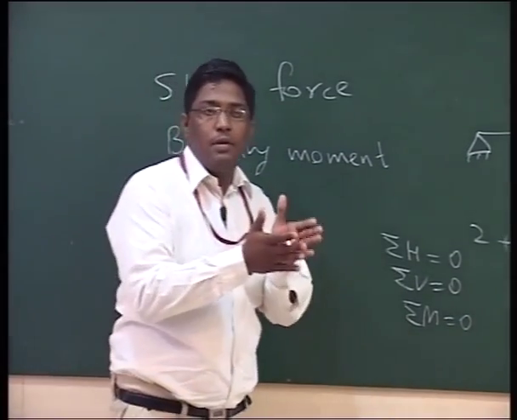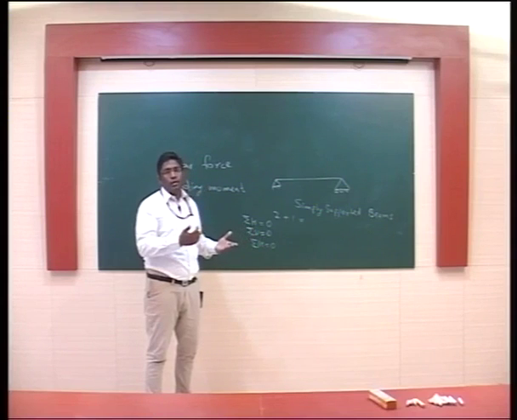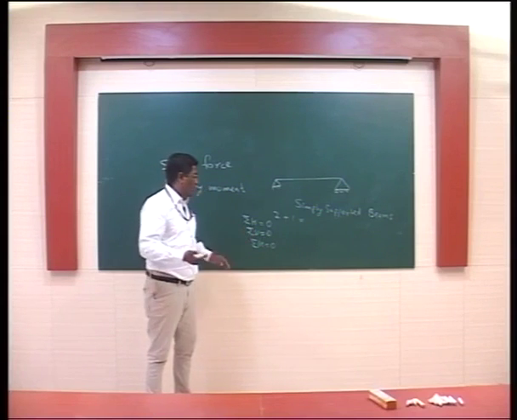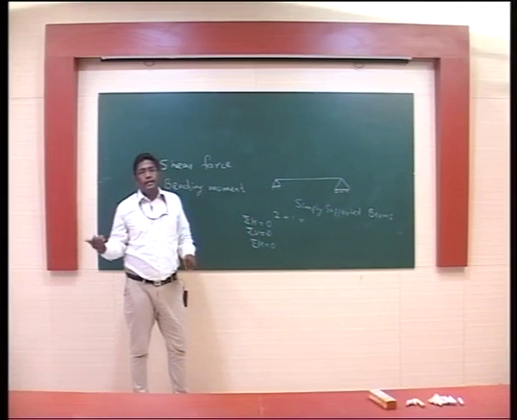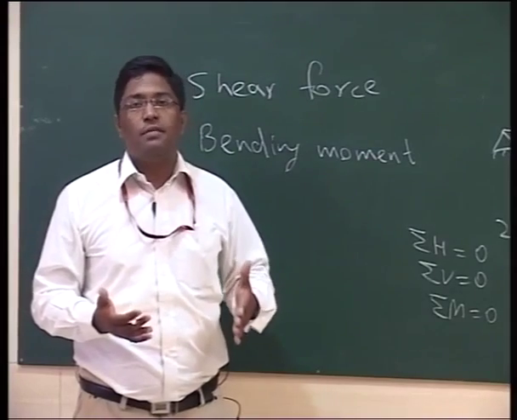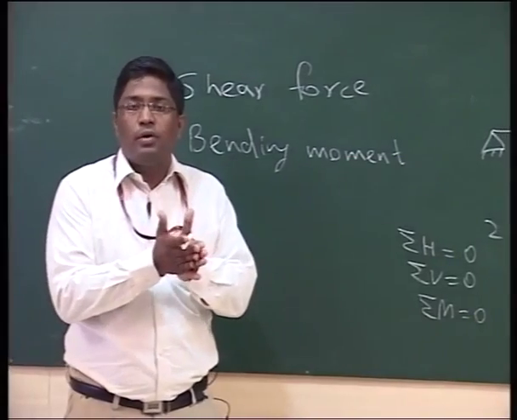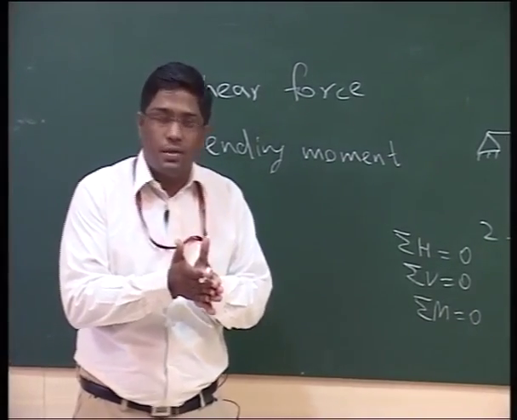That means at any particular point, if on the left hand side there is a downward movement or hogging moment, which I will define later on, or on the right side a sagging moment is there, then these two moments will be equal in value, whereas in direction they will be opposite. So the resultant moment on any particular point will also be 0.